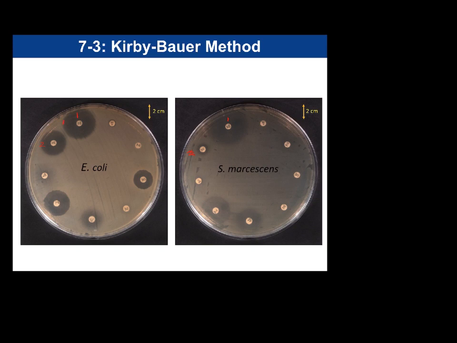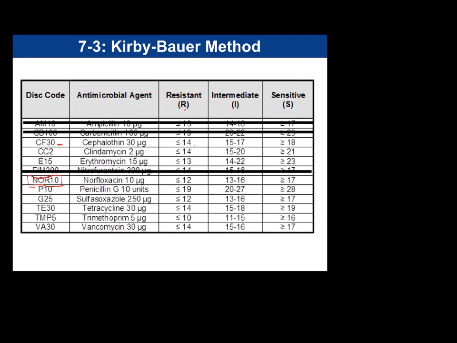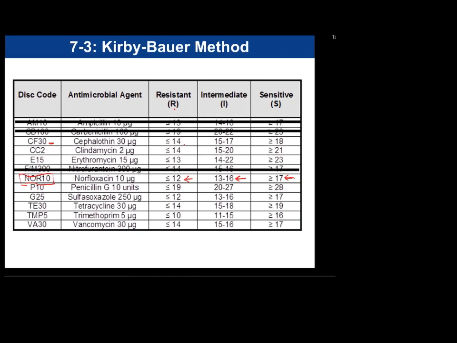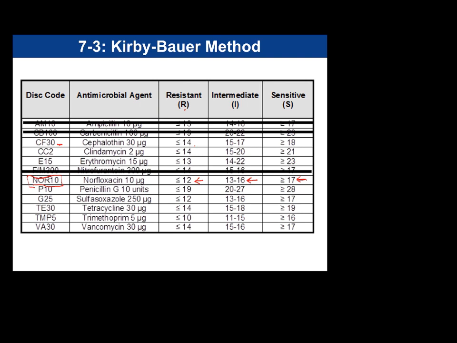What you would do is take your metric ruler, line it up to the edge of the clearing, and measure across the entire edge. You'd get a number, and then you would relate that number to the table and see, is that clearing greater than 17 millimeters? Is it between 13 and 16, or less than 12?